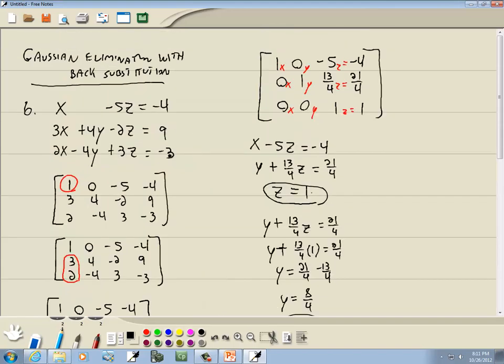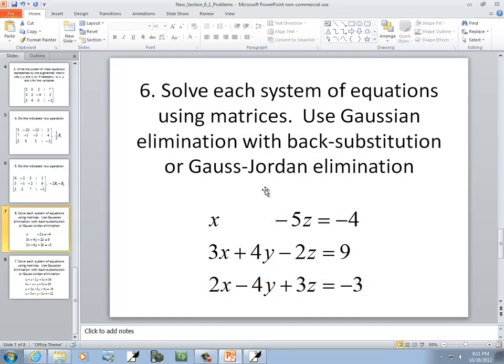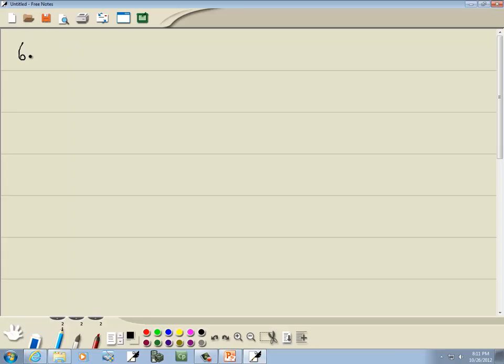And we're going to do this problem again. It'll probably be easy to start a new page. And this time we're going to use Gauss-Jordan elimination. This is the way I usually like if I'm going to do it by hand. I don't like back substitution.